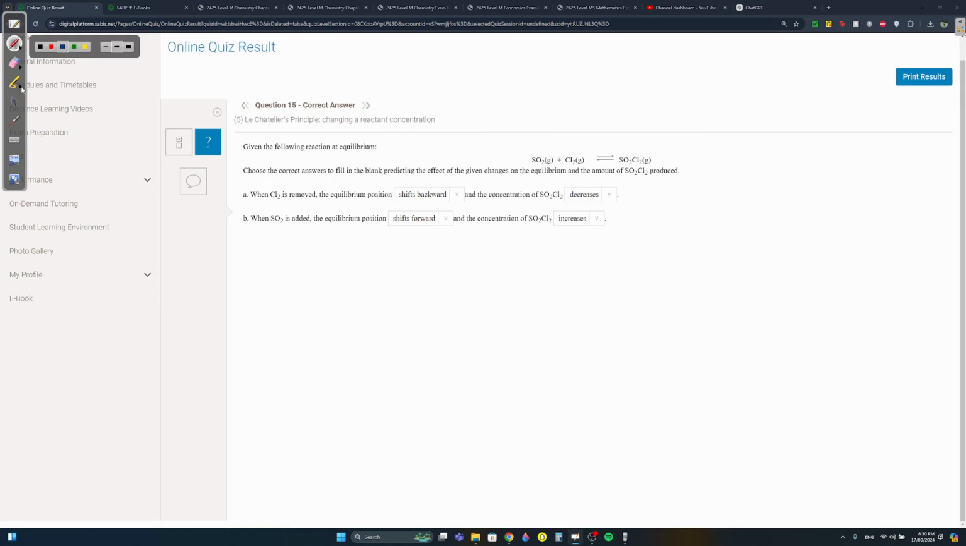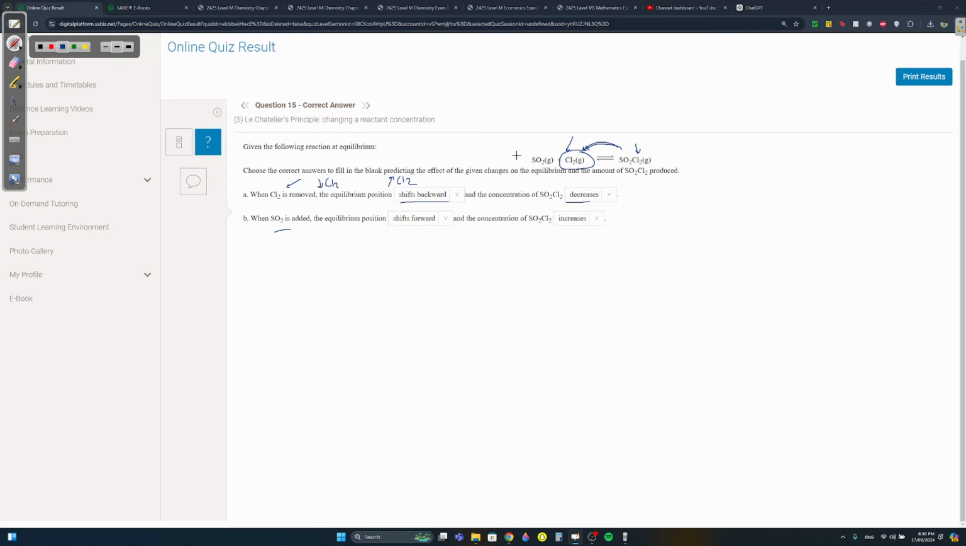Question 15. Choose the correct answers. If you remove Cl2, we're decreasing Cl2, so to counteract, we have to increase Cl2. Where is Cl2? Here. We want to increase it, so we're going to go backward. And if we go backward, what happens to SO2Cl2? Since we're going backward, it's going to decrease, right?